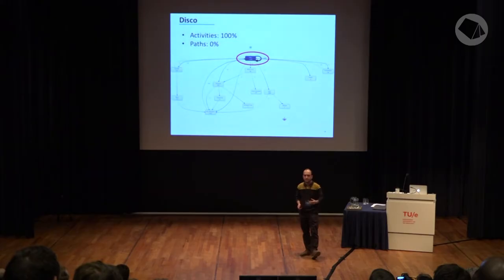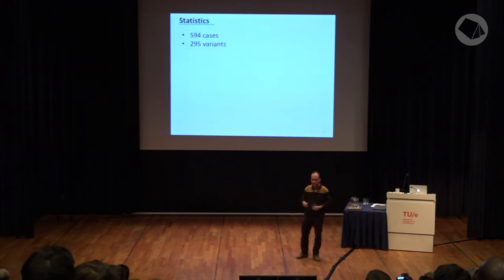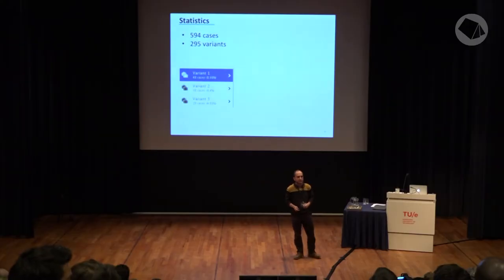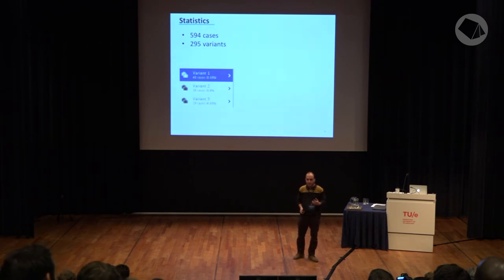But we want to continue. Here we have a self loop, a pass, which we can just continue and see how we can get more insight out of this process. Some statistics: this process had 594 cases and 295 variants. And when we look at the top variants in the Variant Explorer, we can see that the top variant had only 8% of the cases, which shows the variety of the process that we have.